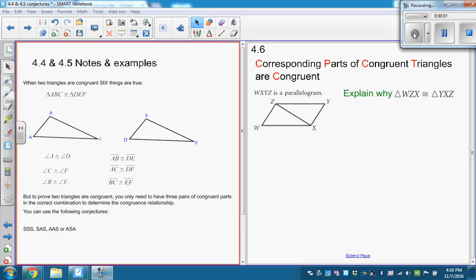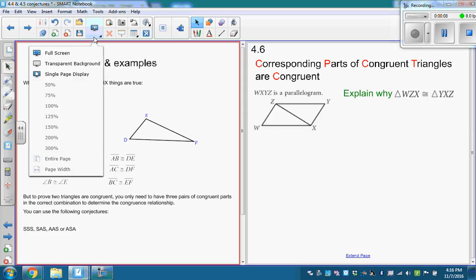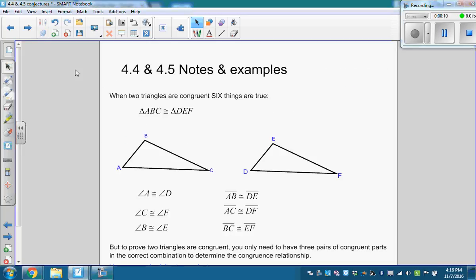Just a summary of section 4.6 in class today, which depends on section 4.5. So just a quick review, looking at 4.5. We talked about something called a correspondence relationship. That's what this is. Whenever you see this congruence sign, that's a correspondence relationship.